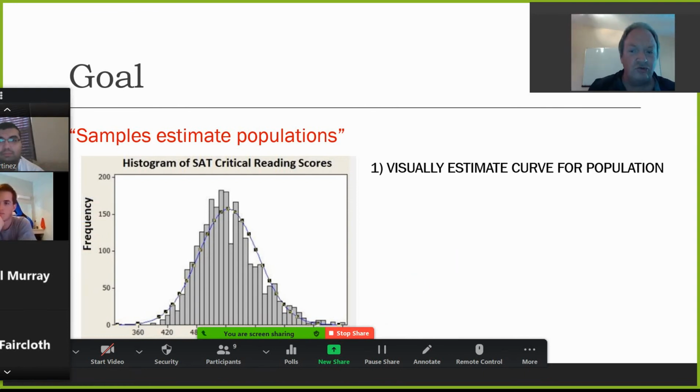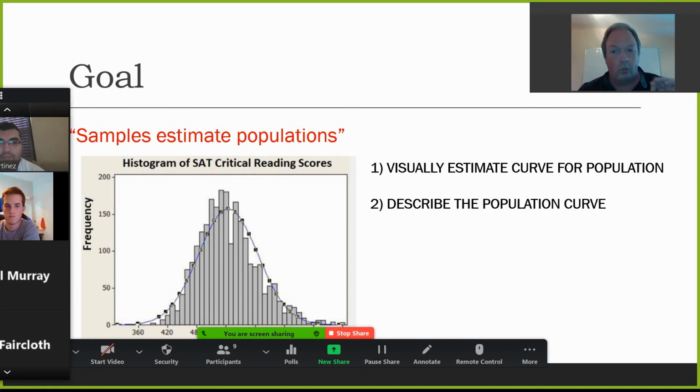What we're trying to do is visually estimate this curve for the population. When you look at a histogram, in your mind's eye you want to fit it to a curve that cuts through the data evenly. You can see it's not a perfect process. There's gaps and all this sort of stuff, but this is a rough, visual thing. The last thing we want to do is describe this population curve. We're actually describing the data set we're looking at, but implicitly we're thinking this is what the population looks like. This is our mission, should we choose to accept it.